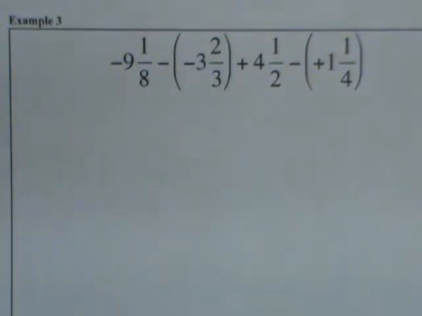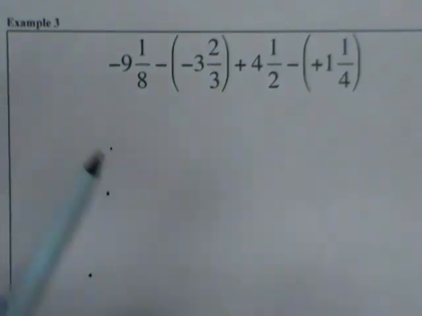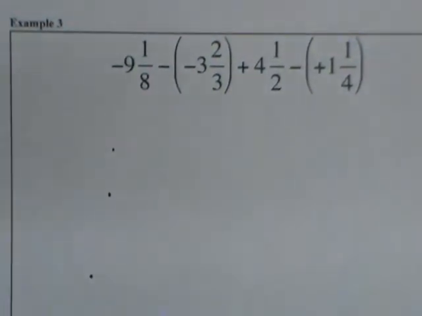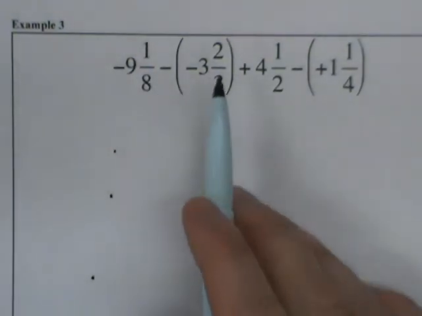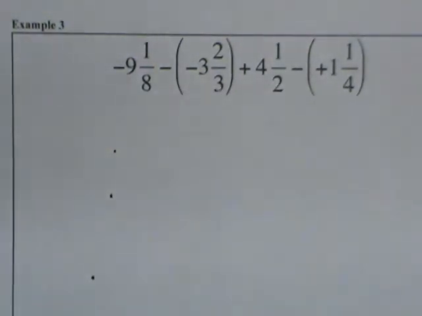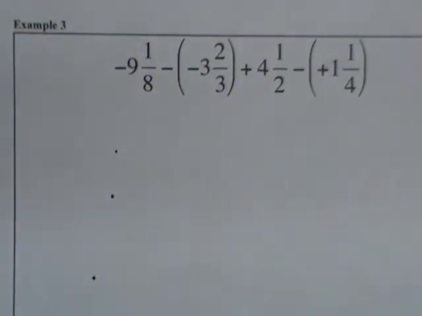Third example for adding and subtracting mixed numbers. This time I decided to throw 4 fractions in here. And so the first thing we want to do is look at what the common denominator would be among 8, 3, 2, and 4. The first number that all 4 of those divide nicely is 24.